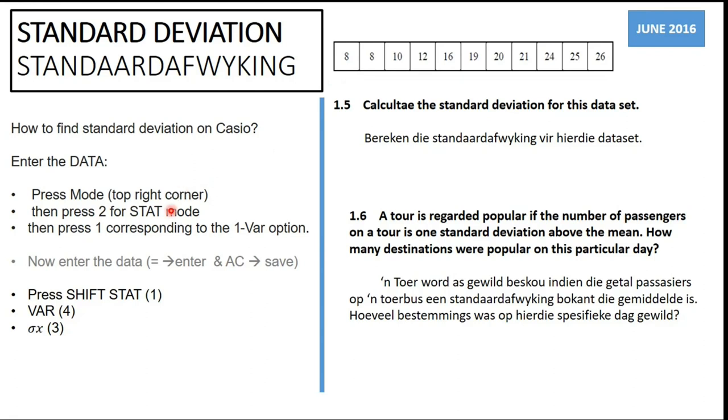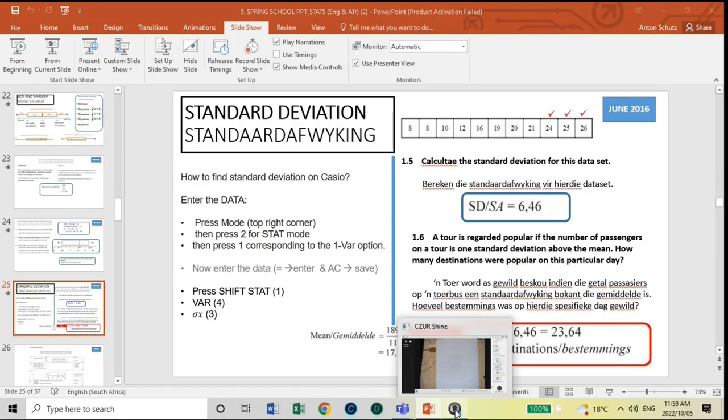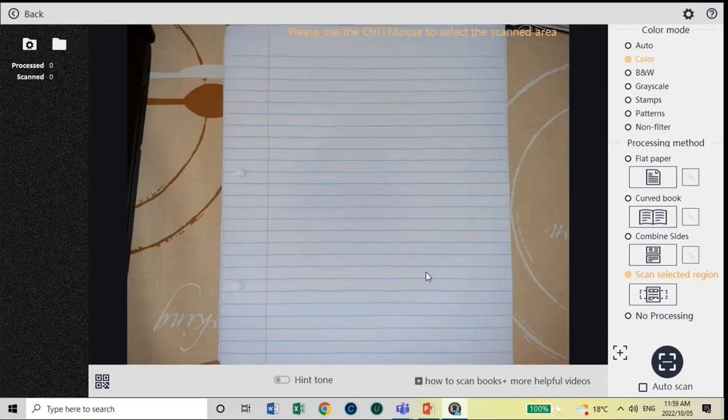These are the steps. You'll find these steps all over the place in textbooks. So let's go to June 2016 now. There are the buses again and the standard deviation. Let me talk to you quickly about what the standard deviation means. I'm going to go through to my folio, it will take a little while, just to understand a little bit what standard deviation means.